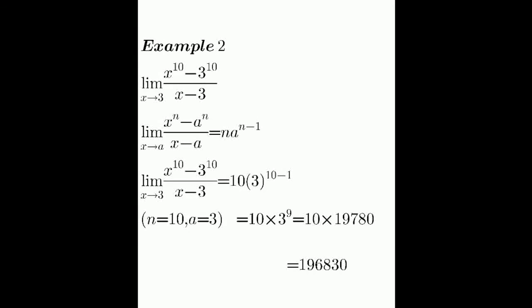In example 2, we have a function, limit x approaches 3, x power 10 minus 3 power 10 upon x minus 3. Then we know the formula x power n minus a power n upon x minus a, which is equal to n a power n minus 1. We only solve the right hand side. In the right hand side, n is equal to 10 and a is equal to 3, and power n minus 1 means 10 minus 1, so we have 10 multiplied by 3 power 9.